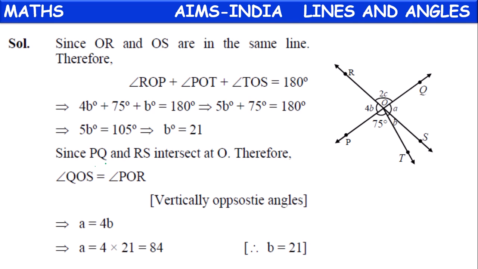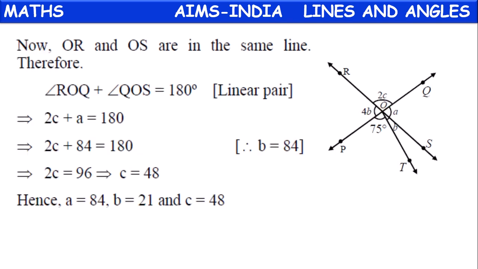And this PQRS intersect at O. So QOS. So this part, for the point, this side angles are equal to 180. So A equals 4B. A equals 4B. A is 4 into B value, how much? 21. 4 into 21, 84. Next.